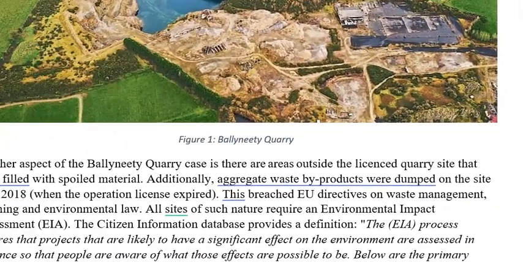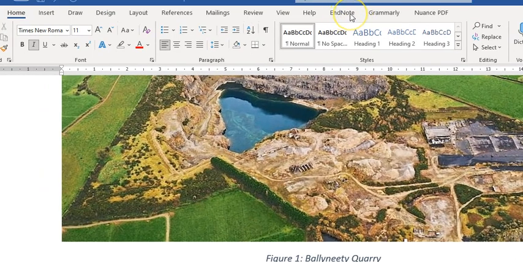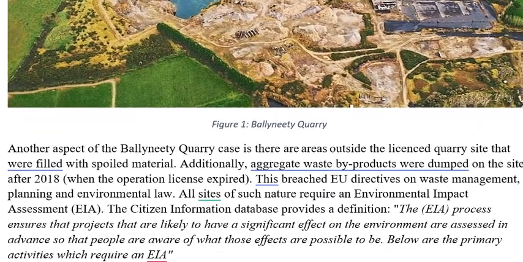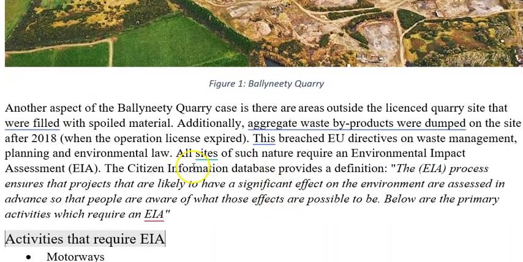So let's just give you an outline of the functionality of how to use the reference. So if I go back over here, I'm inside Microsoft Word. And as you can see at the top there, the EndNote plugin has been installed. Again, follow through the instructions in the download online. And for the purposes of referencing, let's assume this is a sample piece of work of a student. So here we have a statement: all sites of such nature require environmental impact, blah, blah, blah. The Citizens Information Database provides a definition and it gives a quotation.